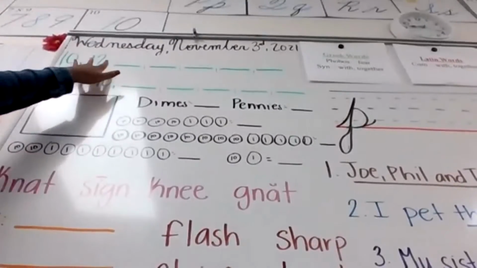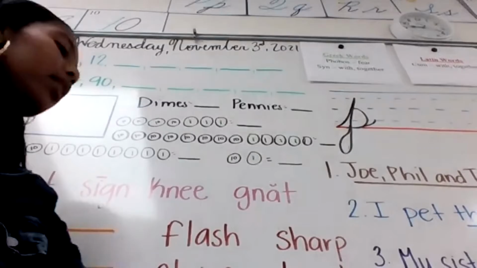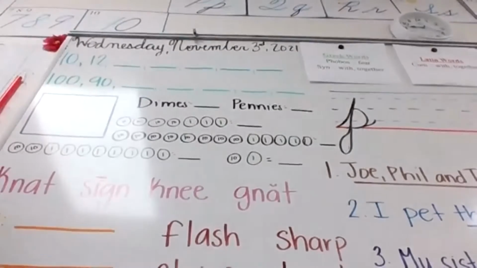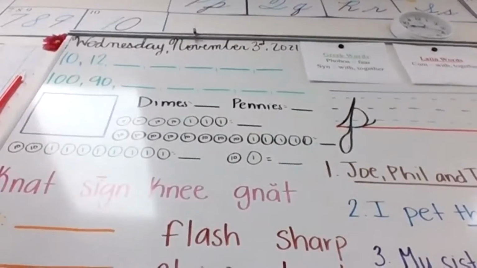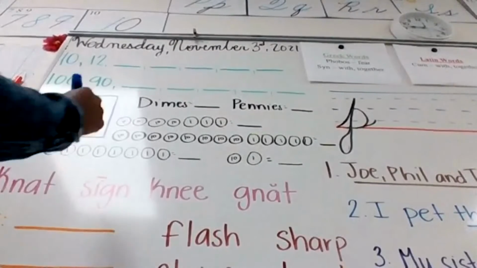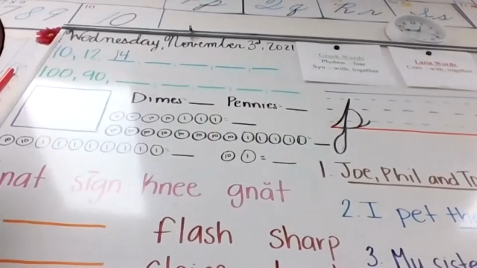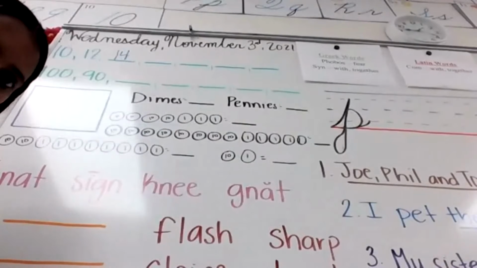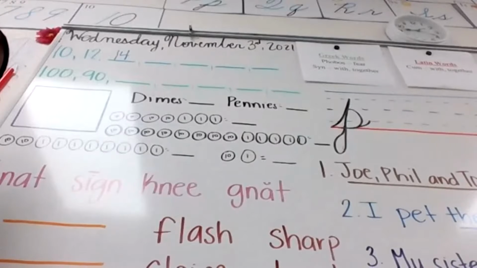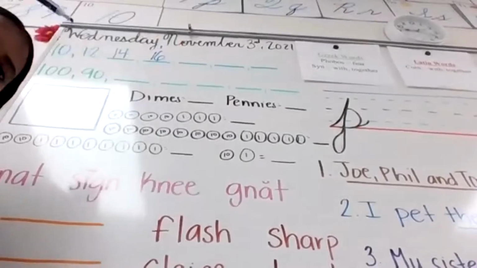Okay, so I have 10, then 12. So that means I'm going to be counting by twos here. Does anyone know what number will come next after 12? 14. Okay, 10, 12, 14. Faith? 16. 10, 12, 14, 16.